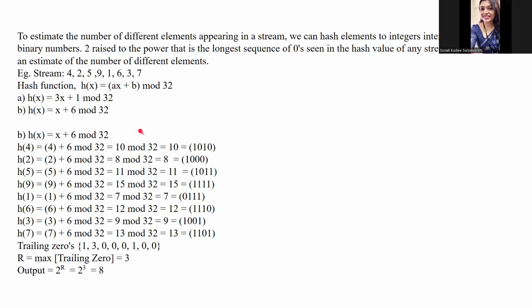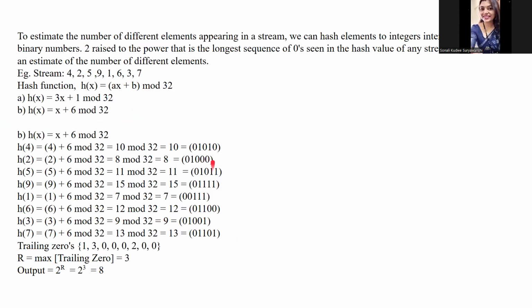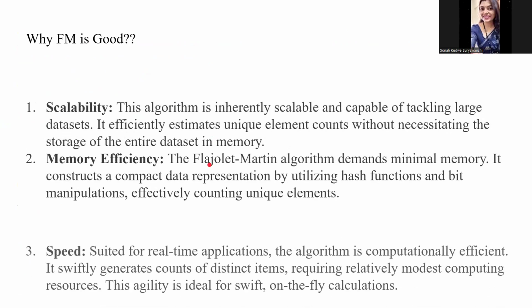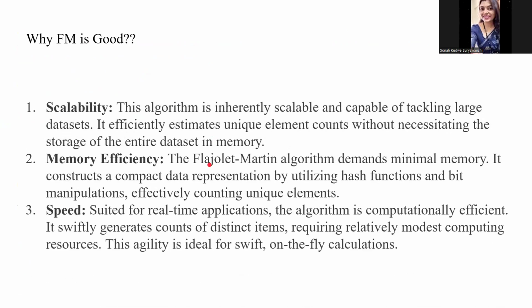Let's go with the second one, x plus 6 mod 32. If you solve using x plus 6 mod 32, after you get the bit array and after you get the trailing zeros, you will find the max trailing zeros value is 3. So 2 to the power 3 is 8. And you can see 8 is clearly a very close value to the actual distinct element. That means this function is an adequate function. So here the thing is that you need to have a very adequate function which you have chosen very wisely to get the correct number of unique elements.